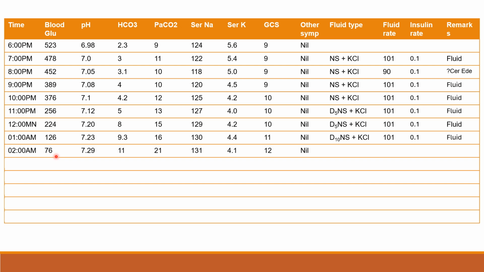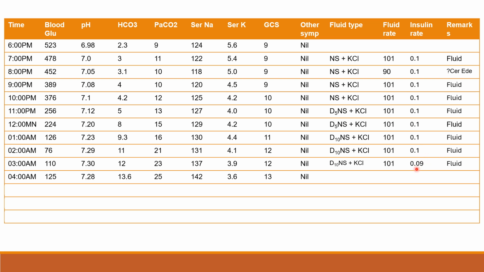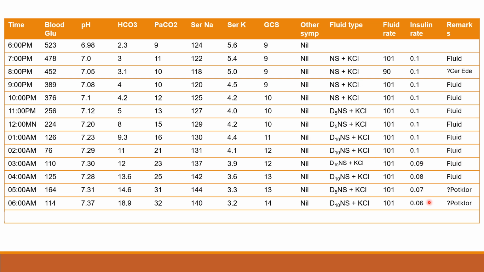When the RBS falls to 76, it is not hypoglycemic range, so everything has to remain the same. When the RBS is 110, we have to still continue the 10% dextrose. And as the acidosis has now improved, we have to start considering the reduction of the insulin rate, that is 0.09 unit per kg per hour. And as the acidosis goes on improving, we have to reduce the insulin rate gradually from 0.09 to 0.08 to 0.07 to 0.06, and lastly 0.05 unit per kg per hour.